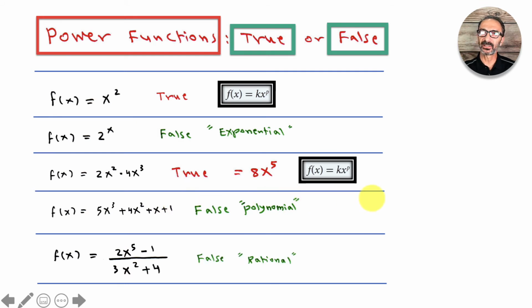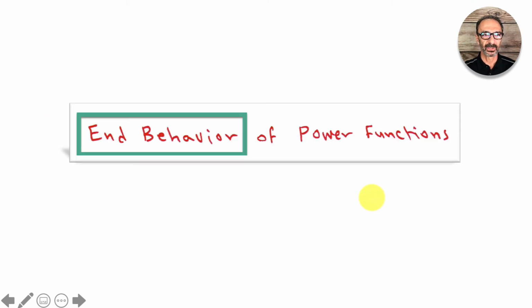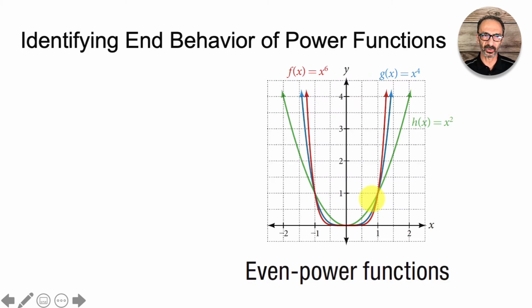Now let's look at the other part of the title for this video, which is end behavior of power functions. Basically, we're going to focus on two types, the even power functions, that they all look like this. And this is a great example: the normal x to the second, the one that we're used to, x to the fourth, and x to the sixth. Each one is in a different color.